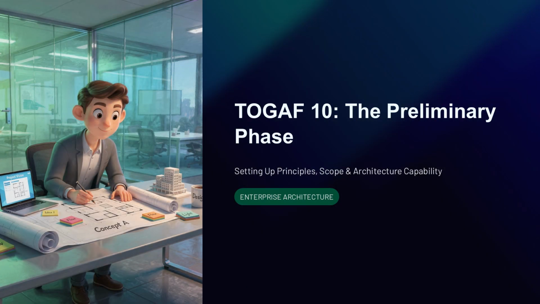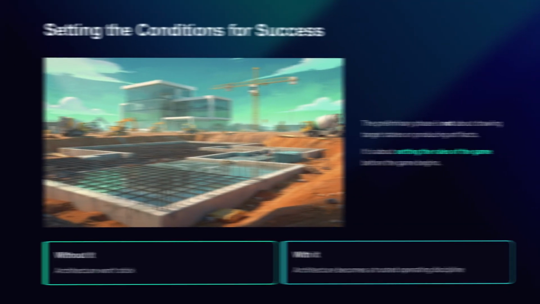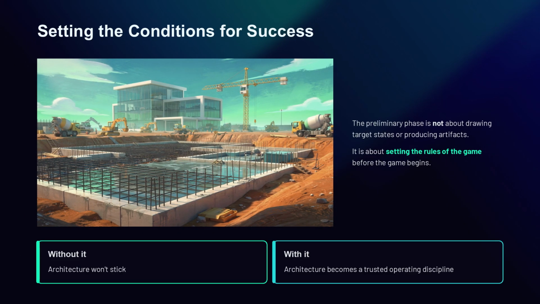Now that you know how to run the architecture development method cycle like an enterprise architect, you need to start where real success is decided: the preliminary phase. This phase is not about drawing target states or producing architecture artifacts. It is about setting the rules of the game before the game begins.